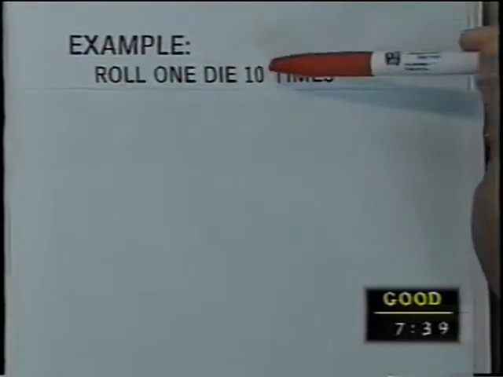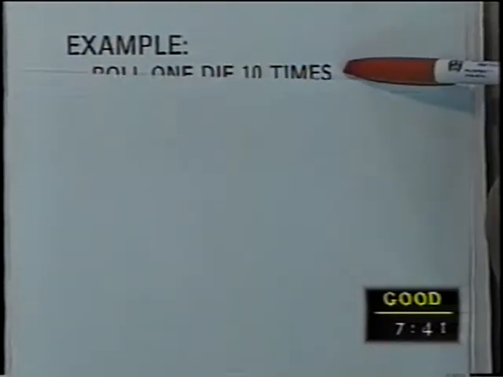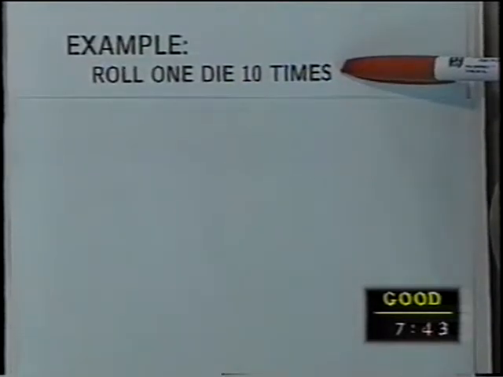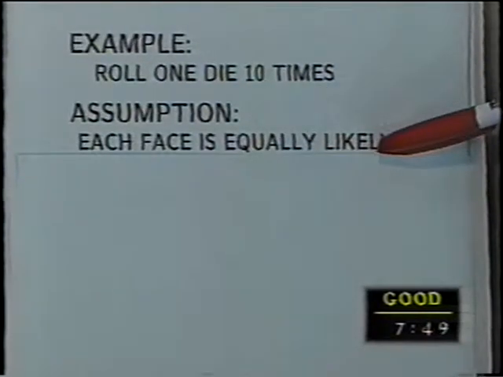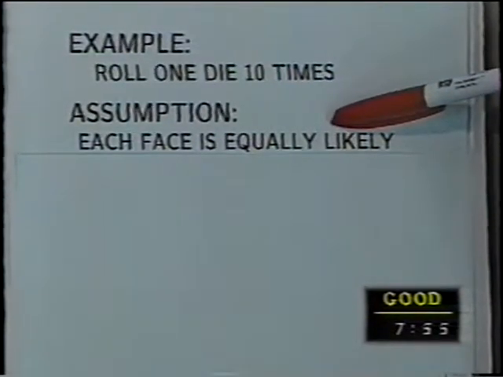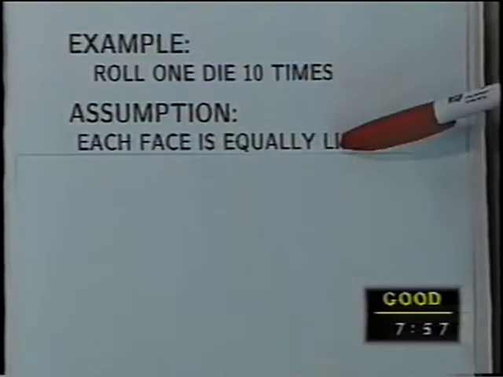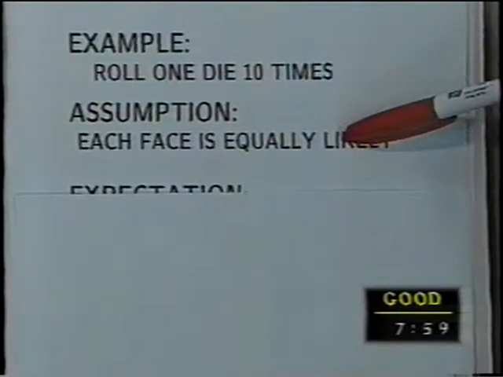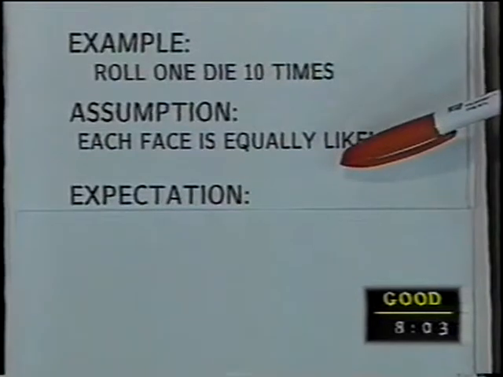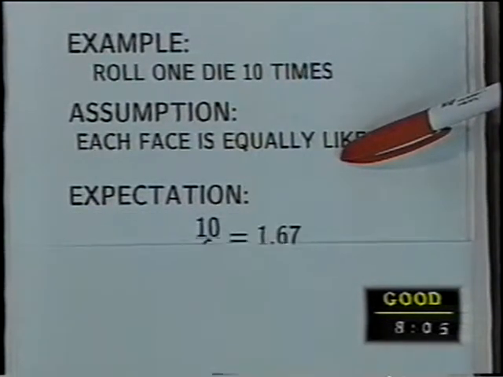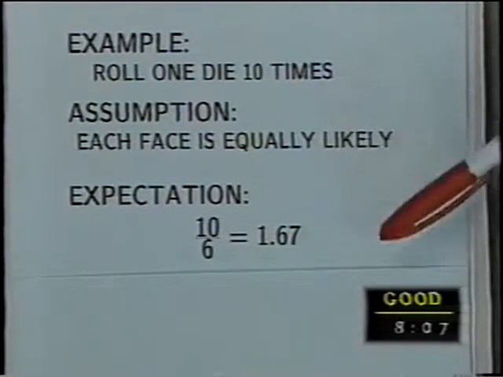Let's take the example, roll one die 10 times. Okay, we're going to roll a die 10 times. The assumption that we're going to test is that each face is equally likely. That's a fair die. Each face is equally likely to come up. We roll it 10 times, and we're going to check this assumption. Well, what's the expectation? Now, I'm cheating here. The expectation, I claim, is 10/6 or 1.67.